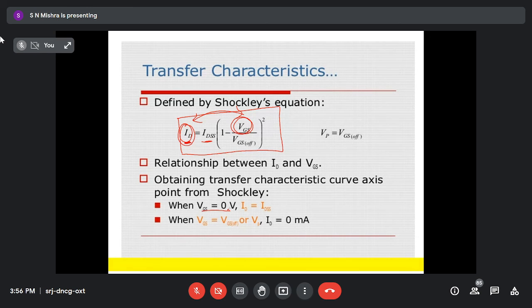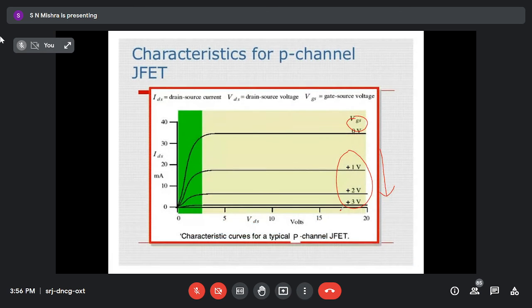When VGS is 0, 0 by something is 0, so 1 minus 0 is 1, 1 into IDSS, that is ID equals IDSS. Now if VGS equals VP, that is VGS off, then it will give you 1 minus 1, 0, 0 into something is 0, so ID equals 0, what we have just now seen. For VGS 0 volt, I am getting IDSS, and for VGS equals VGS off, this current will be 0.